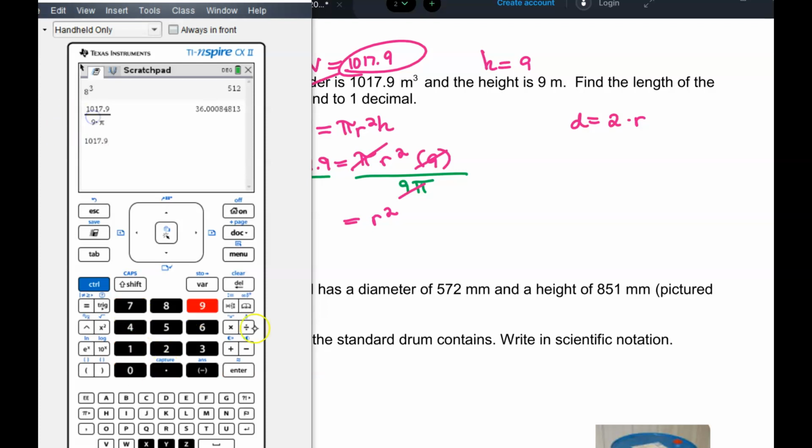Whoa. Let me ask you a question. When you divided by 9 pi, look what happens. What happens if I don't divide the whole thing by 9 pi? It multiplies it. Then how do you divide the whole thing by 9 pi? So you can either do control divide, like that, or you could do 1,117.9 divided by, and then you have to put it in parentheses, 9 pi.